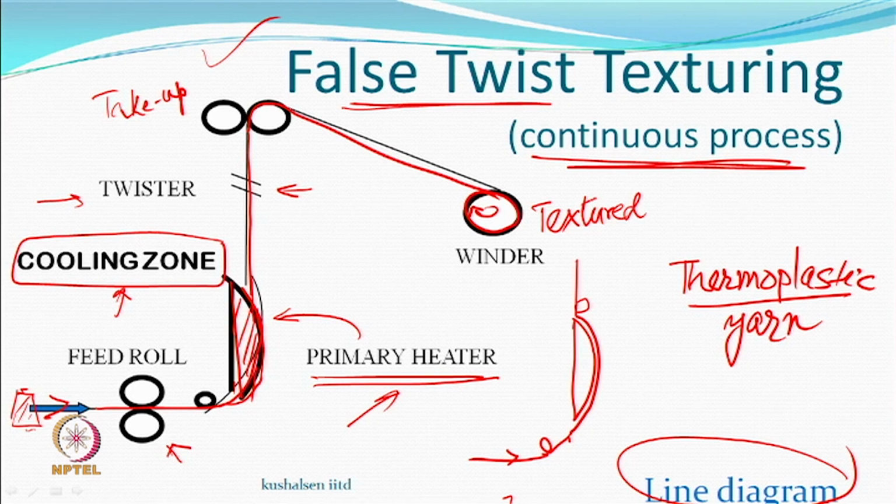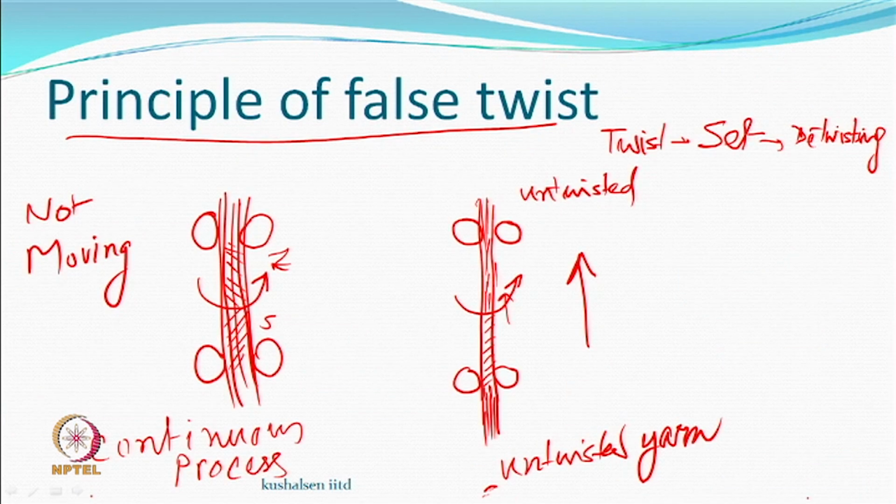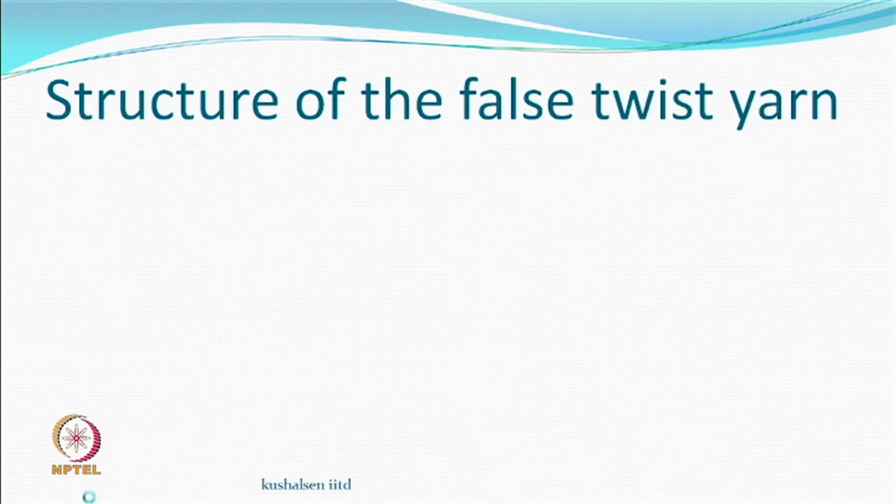Is that right? So, the principle of false twist is clear, and the general scheme of things are also clear, the sequence also in which it should happen. You can't have any other sequence, can't do setting before the twisting and can't do setting without cooling in case of thermoplastic yarns. If there are other yarns, then we will learn about it, how they can be set as well.